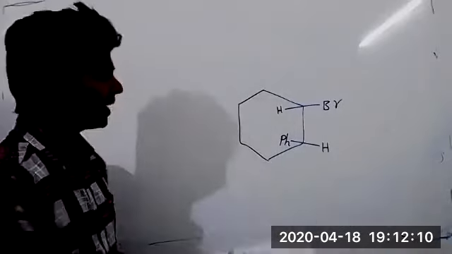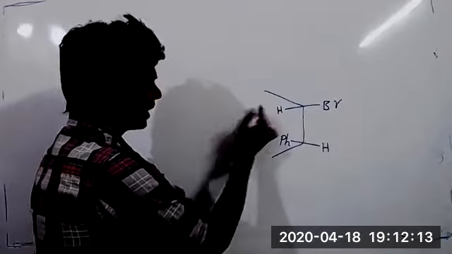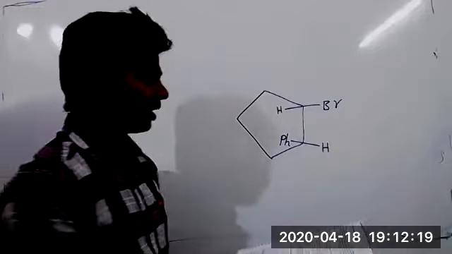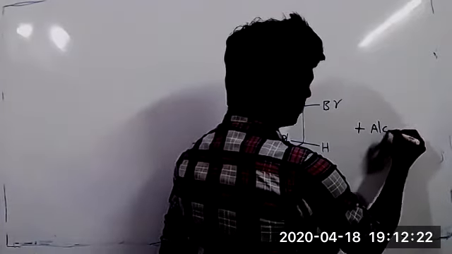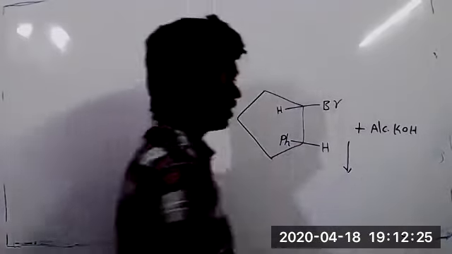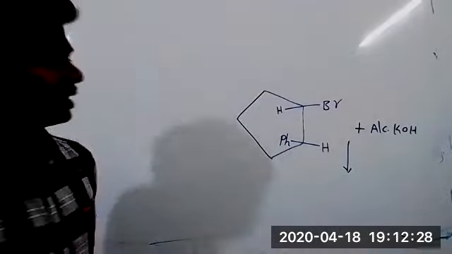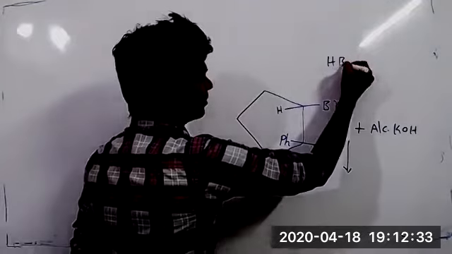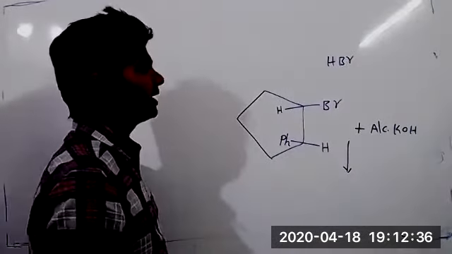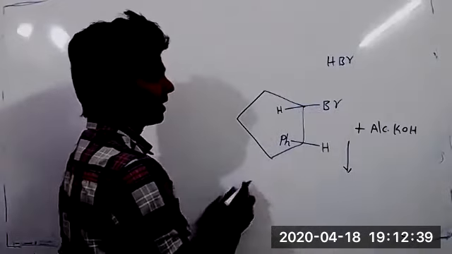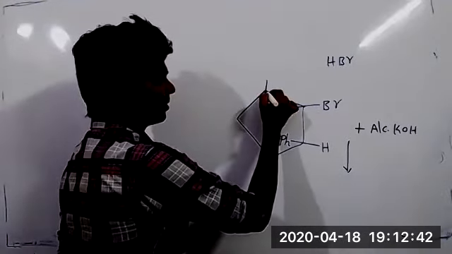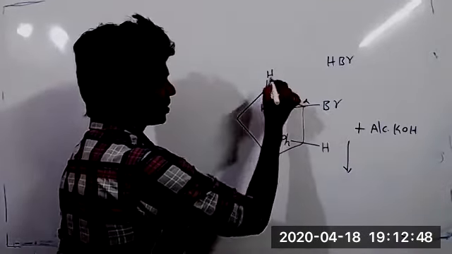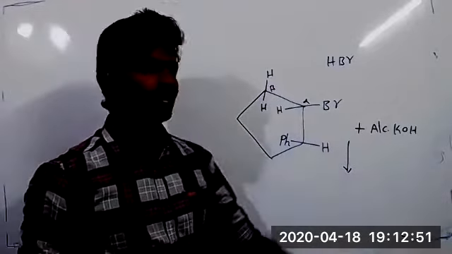Sorry, not cyclohexane, cyclopentane. This is on reaction with alcoholic KOH. What happens? In reaction with alcoholic KOH, elimination of HBr takes place. But from where does it eliminate? Here the bromine atom is eliminated. Here also one hydrogen atom is available. This is the alpha position, this is the beta position. So beta elimination takes place during alcoholic KOH.